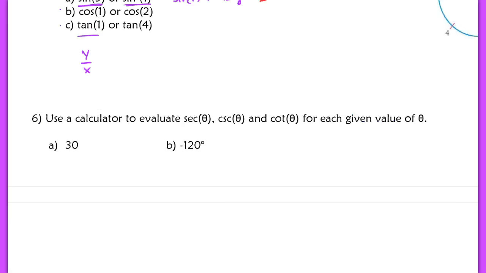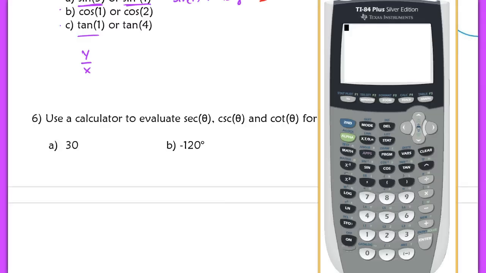Okay, next up we're going to use a calculator to evaluate the secant of theta, the cosecant of theta, and the cotangent of theta. You probably have already done sine, cosine, and tangent of theta in geometry, but now we're just going to be practicing inputting for both radians and degrees, which in geometry you probably only use degrees. So go ahead and take out your calculator, and let's get started.